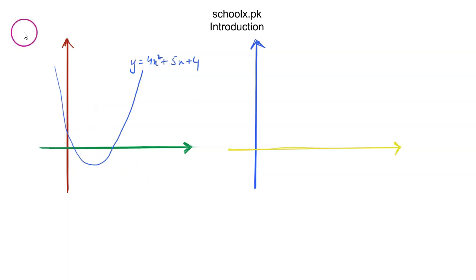So as I told you in the previous video, when you take the derivative of a function, the answer you get is the gradient equation of that function. So what do I mean by that? Let me clear it up.